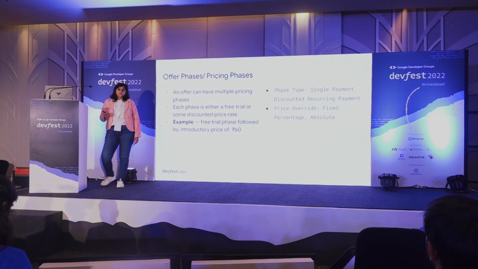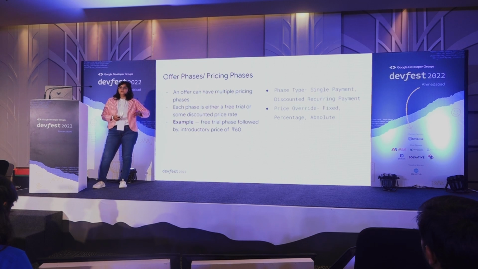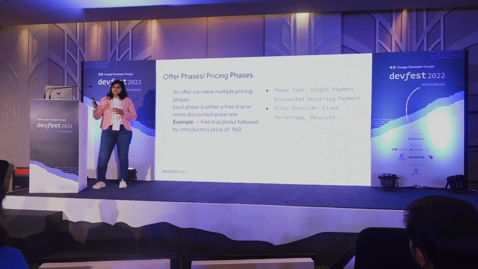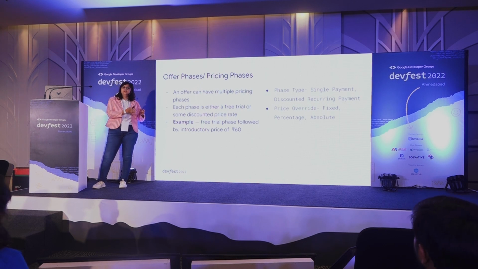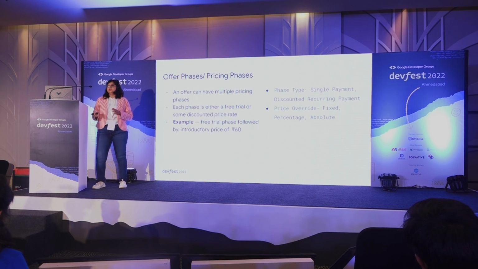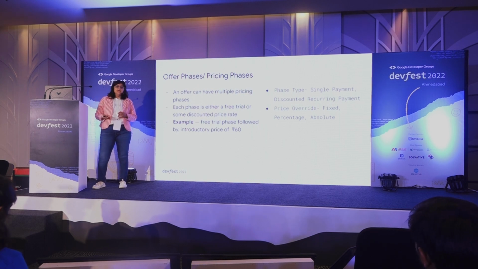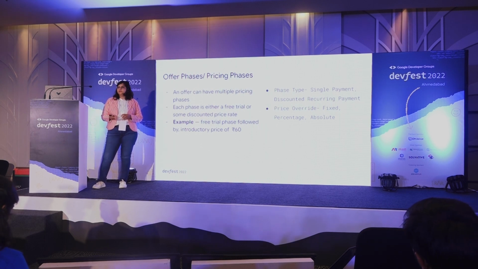Pricing phases are something which rolls out discounts to your users in a very sequential manner. So for example, you have a free trial in your application, and then you want to give your friends and family the benefit of an introductory price of, let's say, 20% less, and that can be controlled with the offer phases. Offer phases are usually rolled out to the users in a very sequential manner.